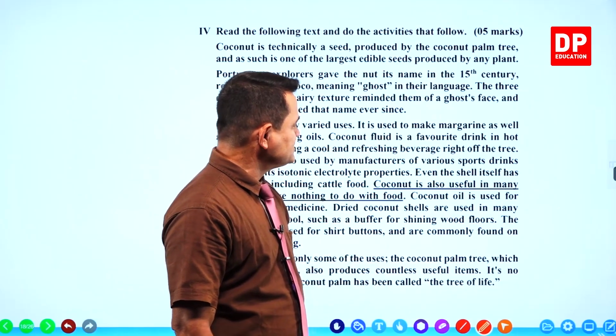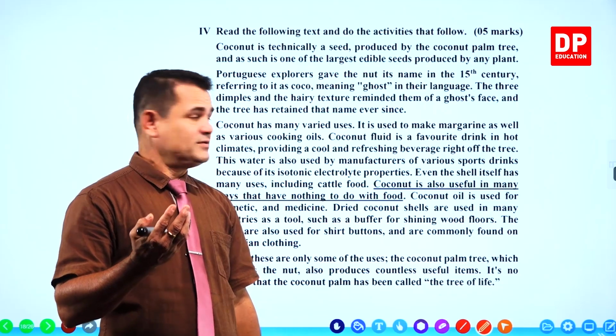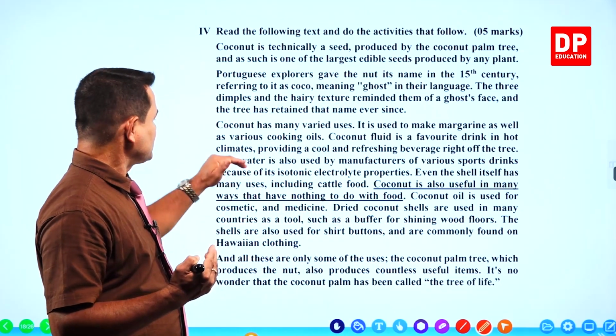Coconut fluid is a favorite drink, favorite and tasty in hot climates.